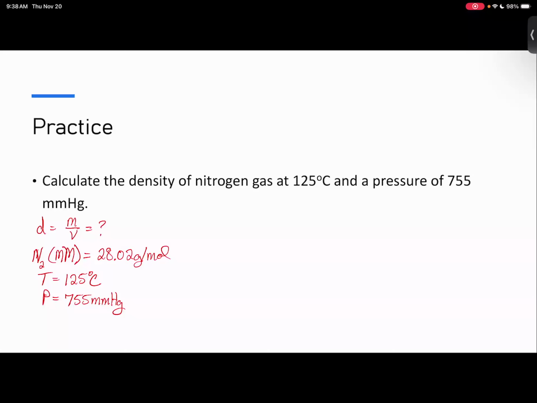Now, the first thing we need to do, because we are going to be required to use R, which is 0.0821 atmosphere liters per mole Kelvin, is make all of our units match. So we need to make this temperature unit match by adding 273.15, so that's 398.15 Kelvin. And we need to make our pressure unit match by dividing by 760, so that is 0.993 atmospheres.